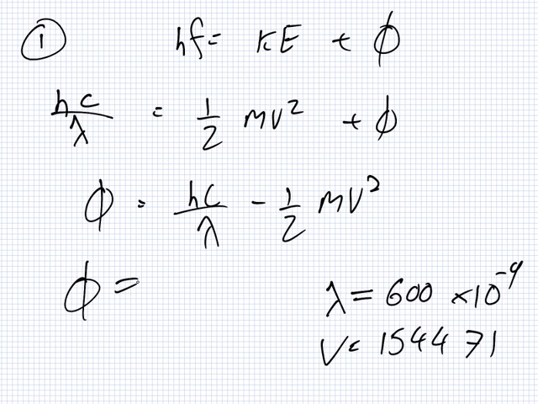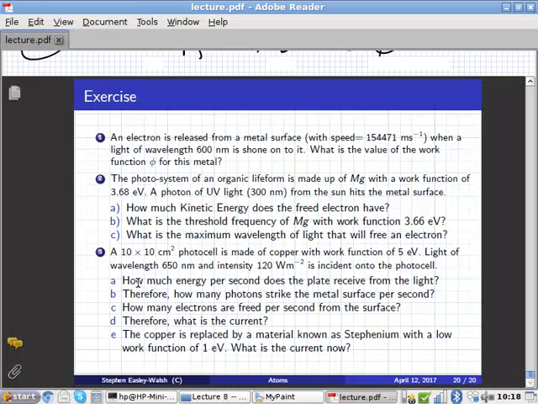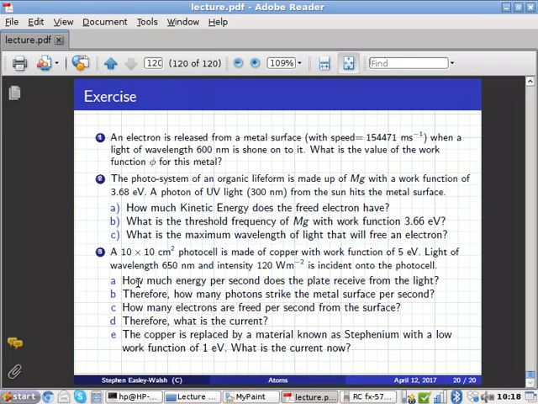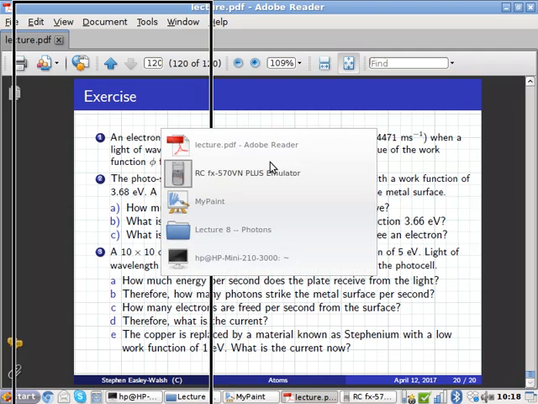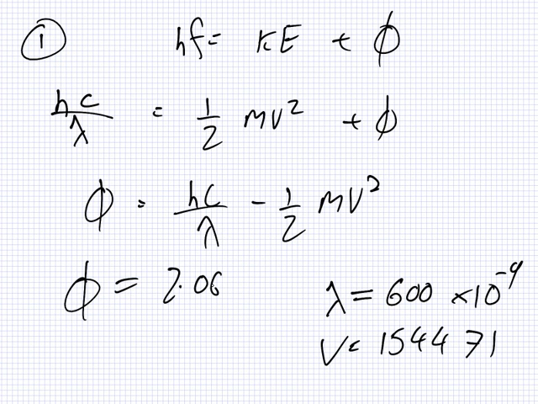m, oh, the mass of the electron. Is that minus 9 or 9? Number 3. m_e, yeah, minus 9. And do I want it in electron volts? I'm sure I do. Now give it to me in electron volts. Yay. 2.068 electron volts. Right, on to number 2 now.